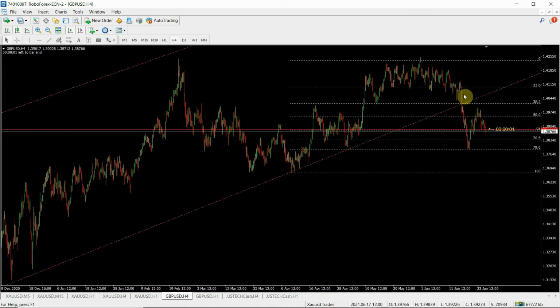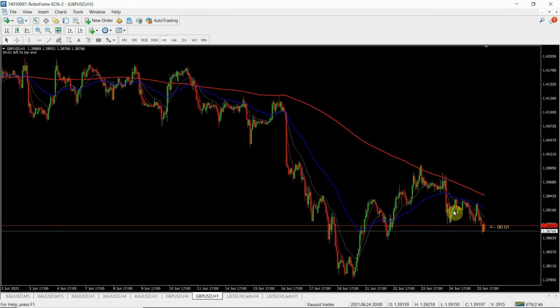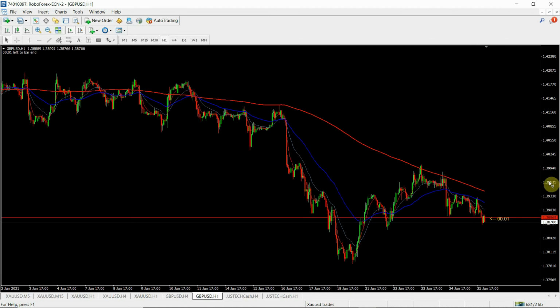For GBPUSD, it broke the trend line, came back to a retest and a retracement before continuing this impulsive move. Currently a nice impulsive move has started, so we're expecting a pretty nice continuation of this trend in the downward direction towards a bearish momentum.